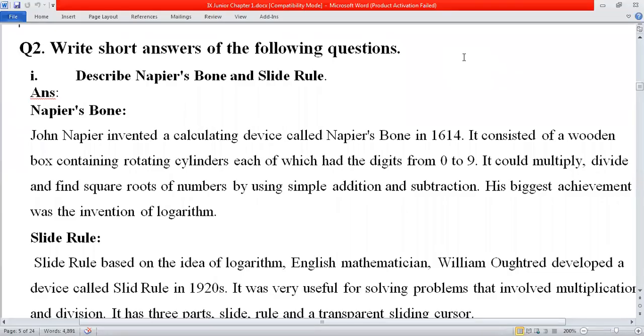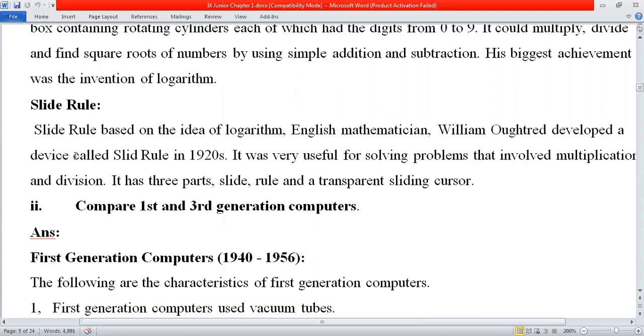And today our lecture is about the feedback of chapter 1, which we have already discussed. The heading of chapter 1 was Fundamentals of Computer. In this chapter, we learned 10 short questions and 5 long questions. The first short question was: describe Napier's bones and slide rules. So we discussed Napier's bones and the slide rule one by one.